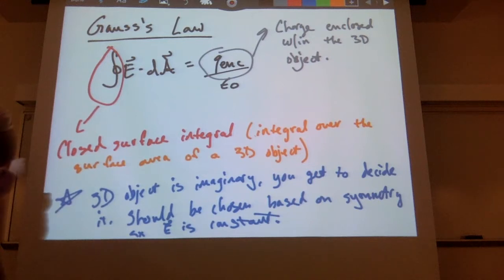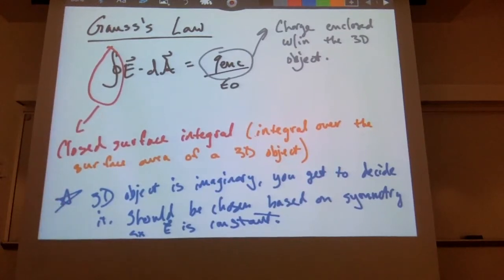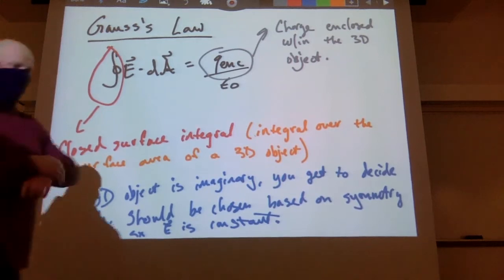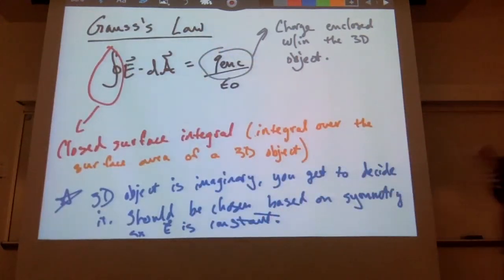Or mathematically, that's the surface integral of the electric field dotted with the differential area. The integral with a circle around it just means that it's a closed surface integral, meaning that you're integrating over the surface area of a closed three-dimensional object. And Q enclosed is the charge enclosed inside of that object.